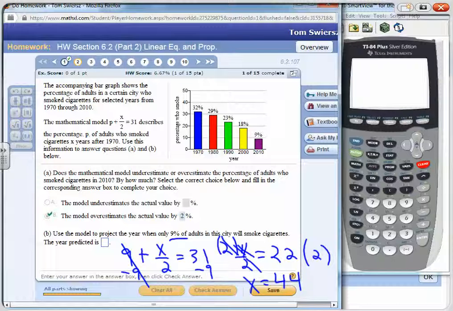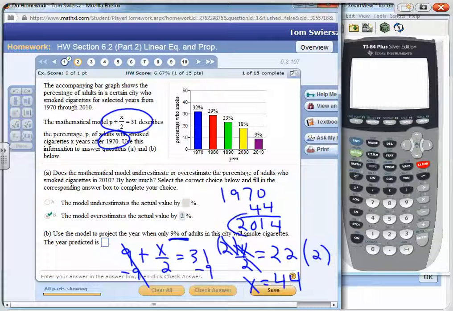So again, we used the formula P plus x over 2 equals 31. We put in 9 because it wants to know when the percent will be 9, and we solve for x. Now notice, x is 44. X is the number of years after 1970. So 1970 and 44, add them up, and we get the year 2014. So that means in 2014, we would expect only 9% of adults to smoke.